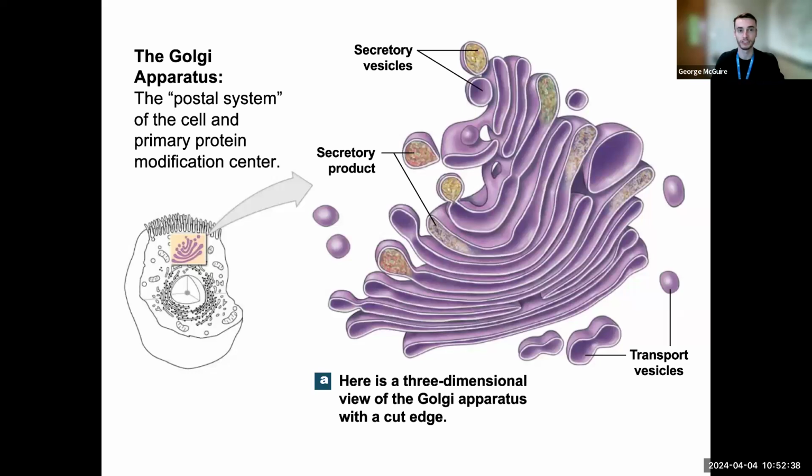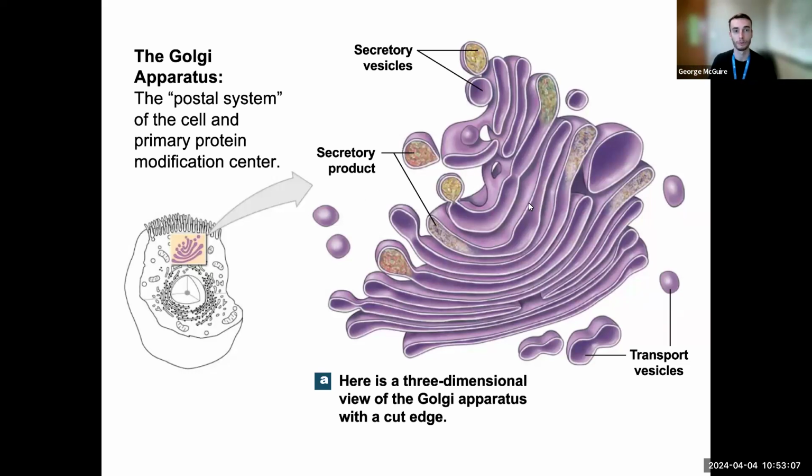Its main function is protein modification. So getting these proteins into their final tertiary or quaternary structure where they are now going to be functional, mature proteins, as well as directing the movement of molecules. So molecules that are being brought into the cell through endocytosis and molecules that are going to be transported somewhere throughout the cell or leaving the cell through exocytosis, that is all directed by the Golgi apparatus.